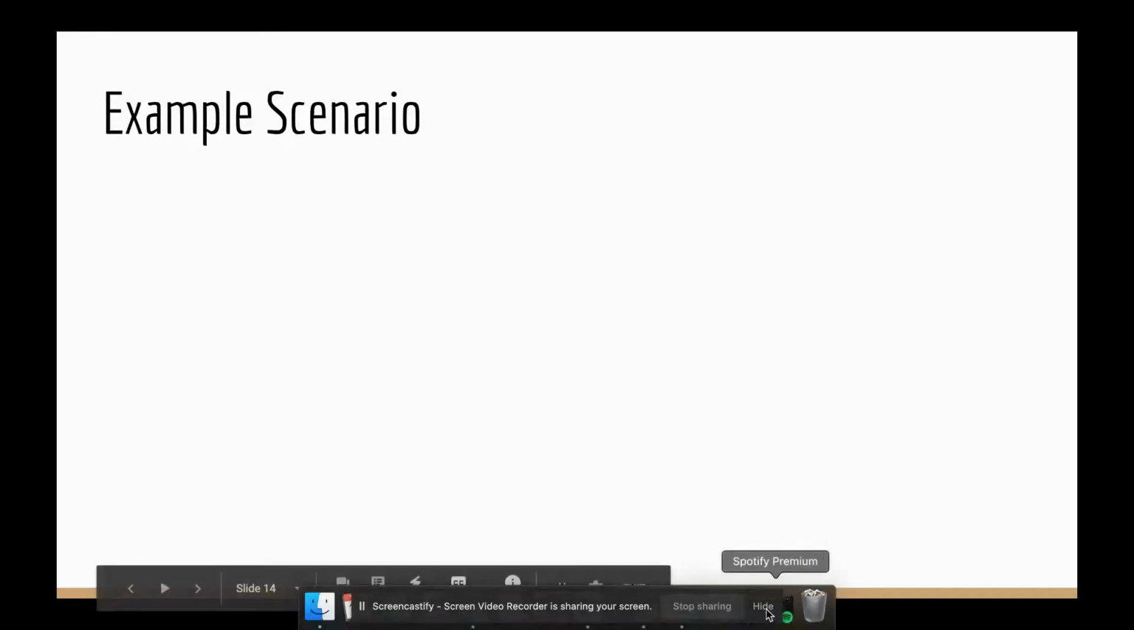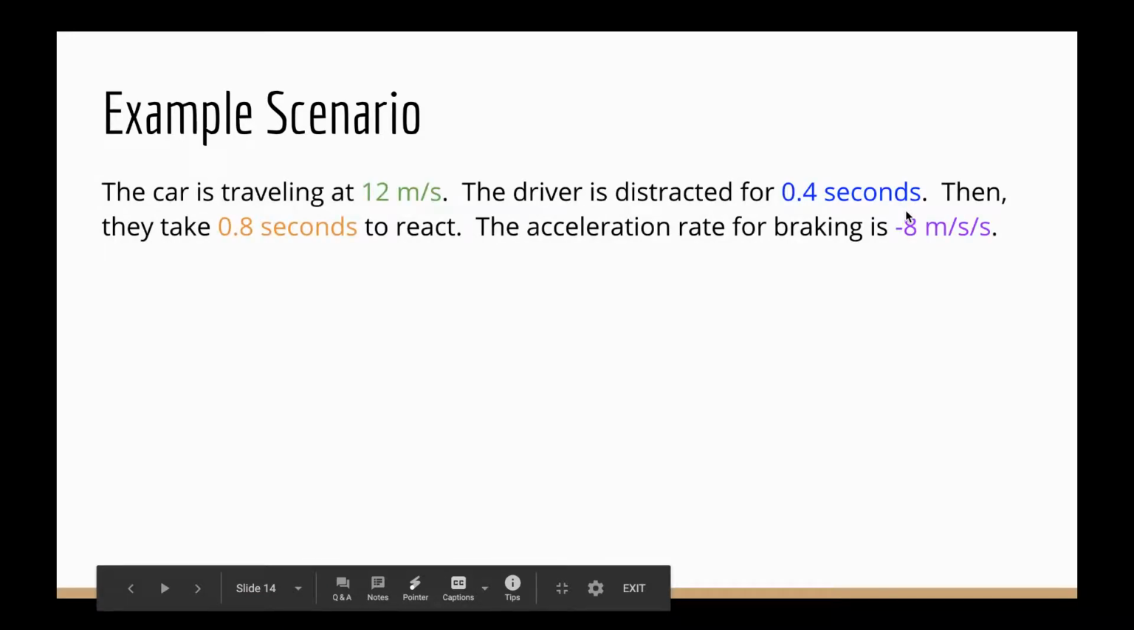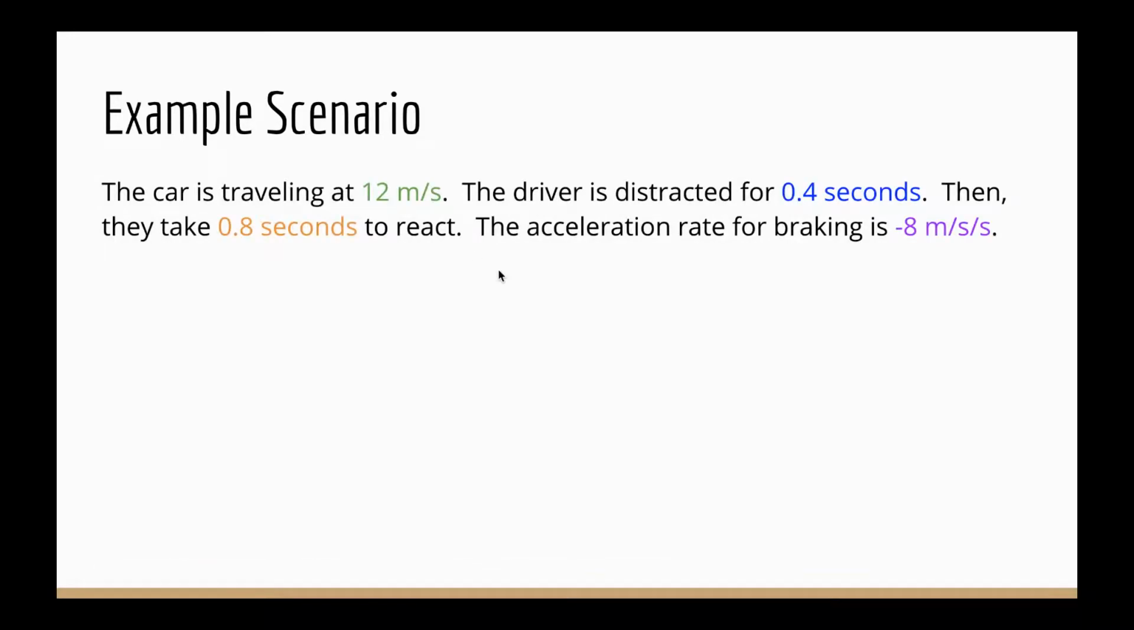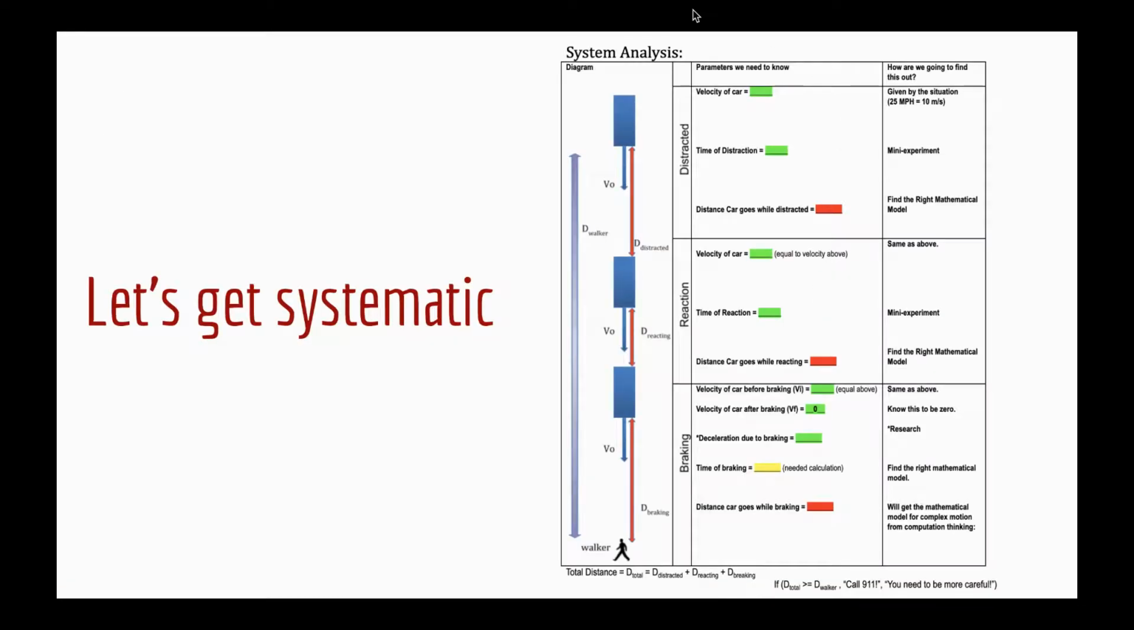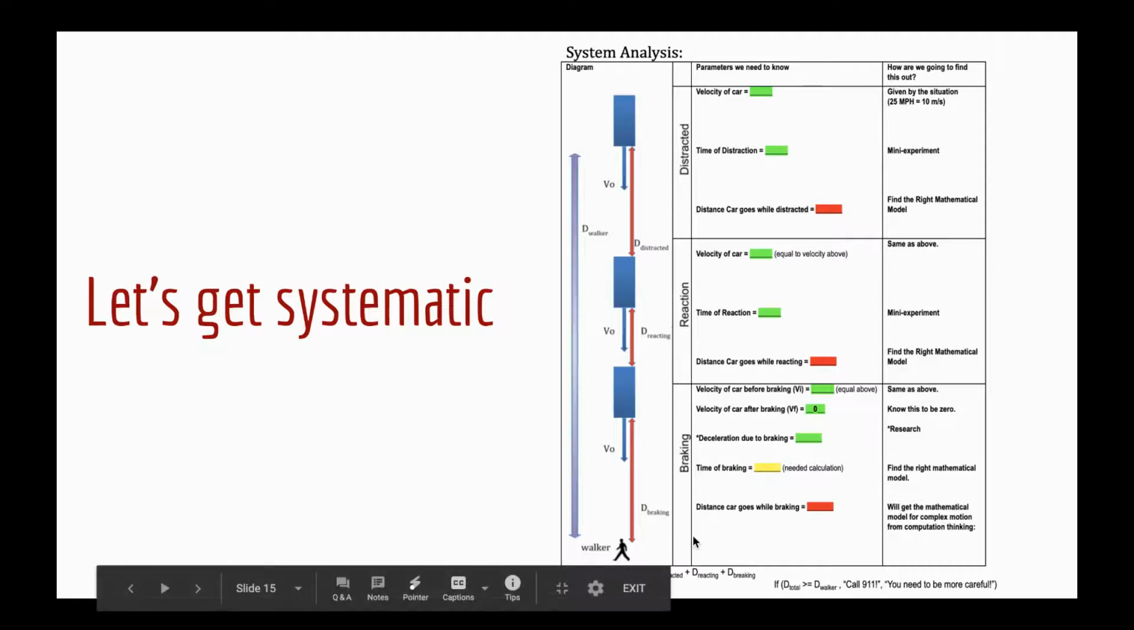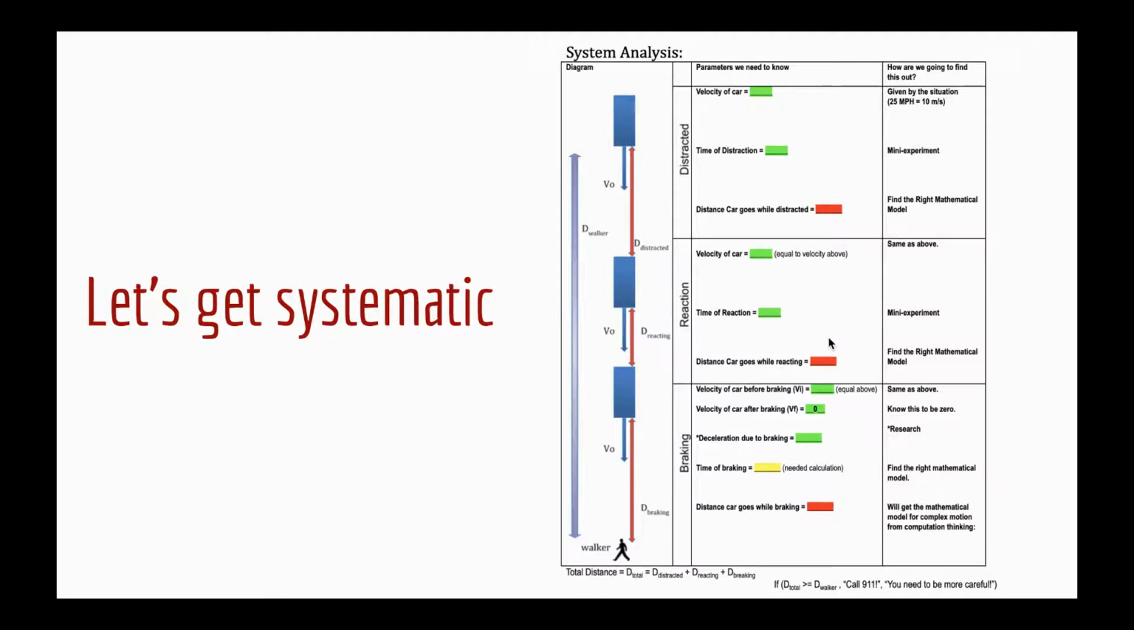All right. The example scenario that we're going to talk about is this one. The car is traveling at 12 meters per second. The driver is distracted for 0.4 seconds. Then they take 0.8 seconds to react. The acceleration rate for braking is negative 8 meters per second squared. We're going to find the total distance that the car travels before coming to a stop. This is what we call a system analysis, where it shows all of the different steps broken down so that we can easily see all the different moving pieces that it takes to figure out this problem.